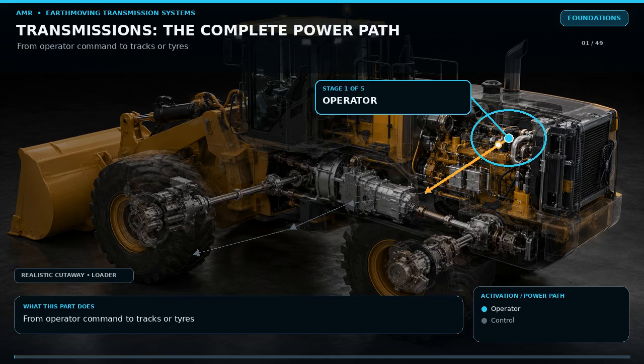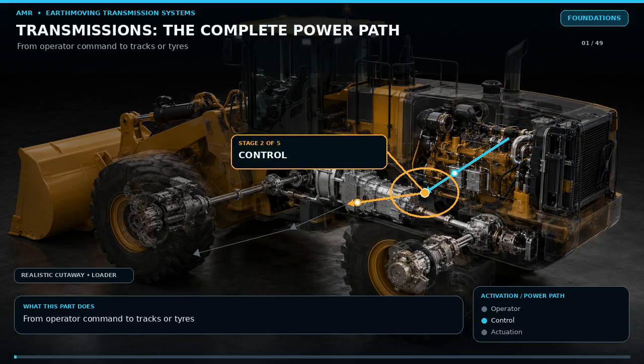Welcome to AMR training. This lesson explains the main transmission systems used in earth-moving equipment, from old mechanical machines to modern electronic powershift, hydrostatic, continuously variable, power split, and electric drive machines.